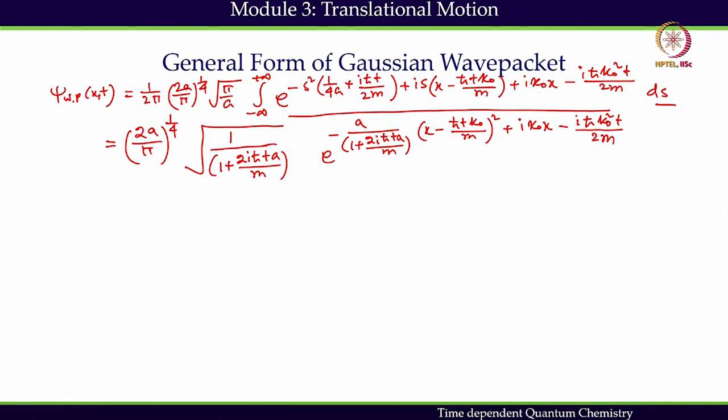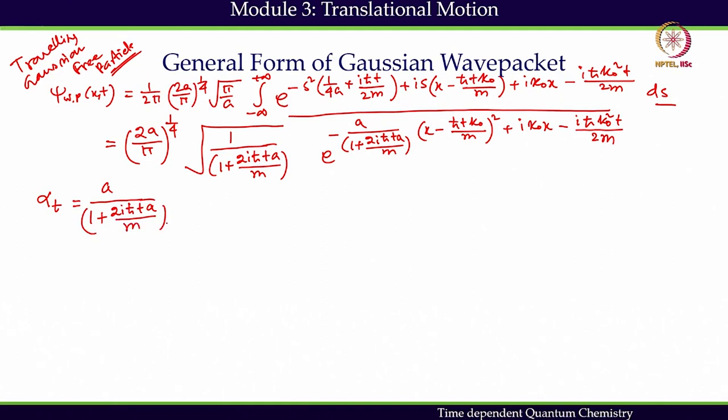It's a different way to represent the traveling Gaussian free particle. We are still using the traveling Gaussian; it's just another way to represent it. So now I will define this alpha t, which is nothing but a by (1 plus 2i h cut t a by m). I'll define this one. And also we have already seen that x t, the center of the Gaussian, is represented by h cut t k naught divided by m. We have already seen this.